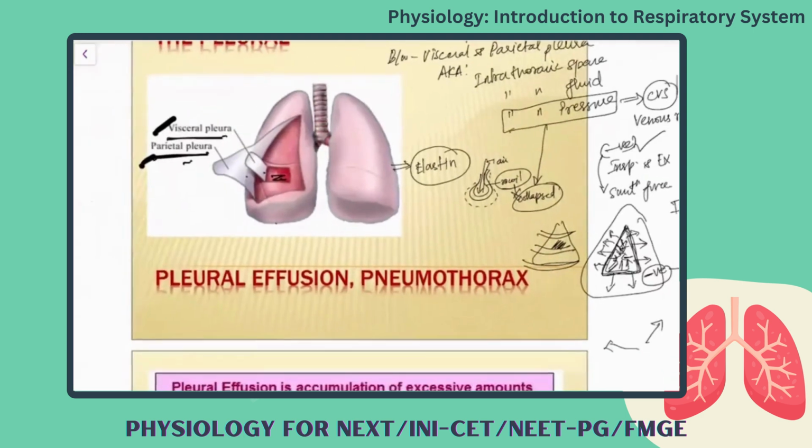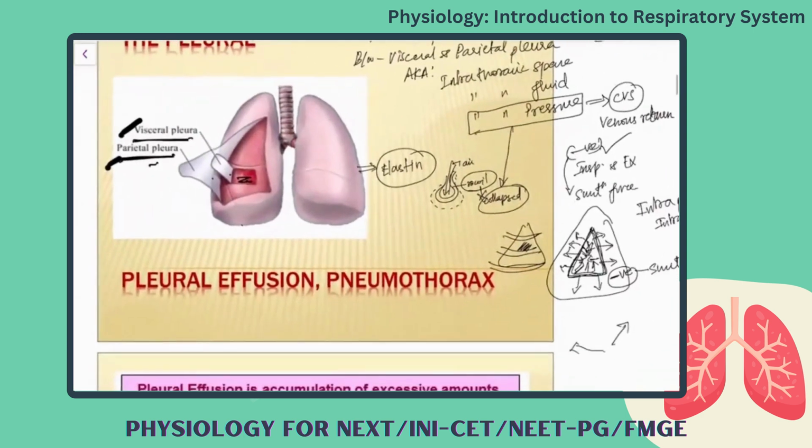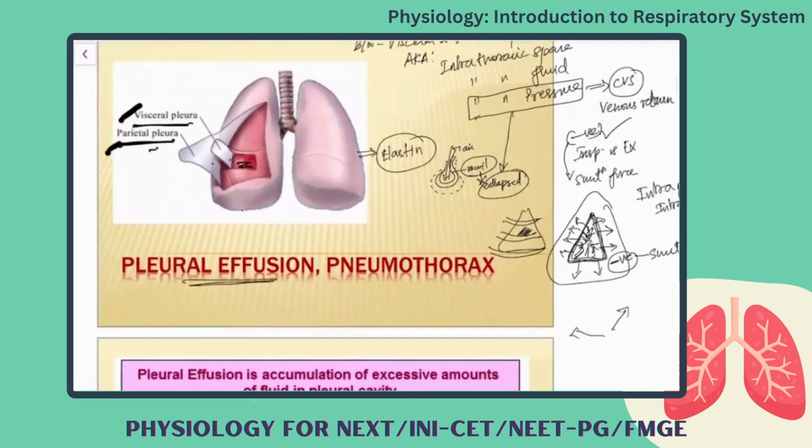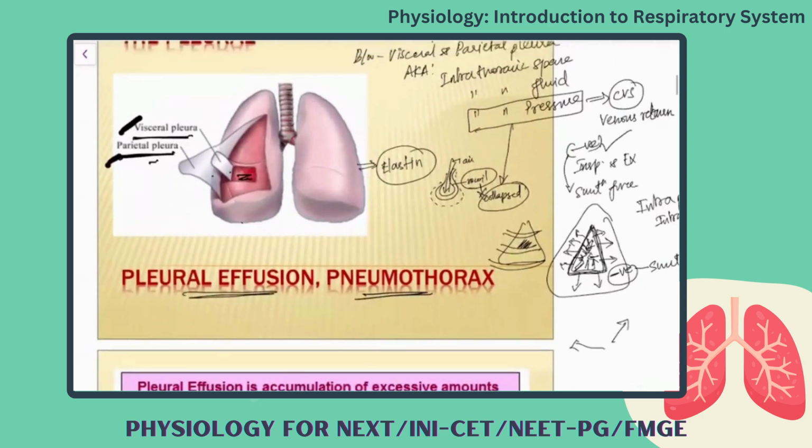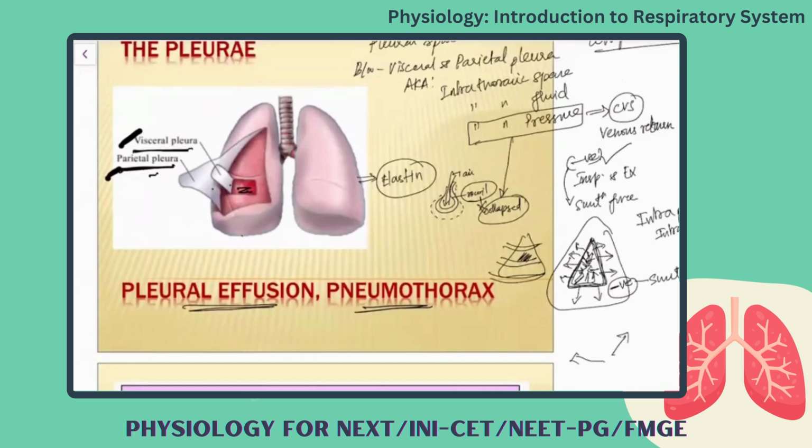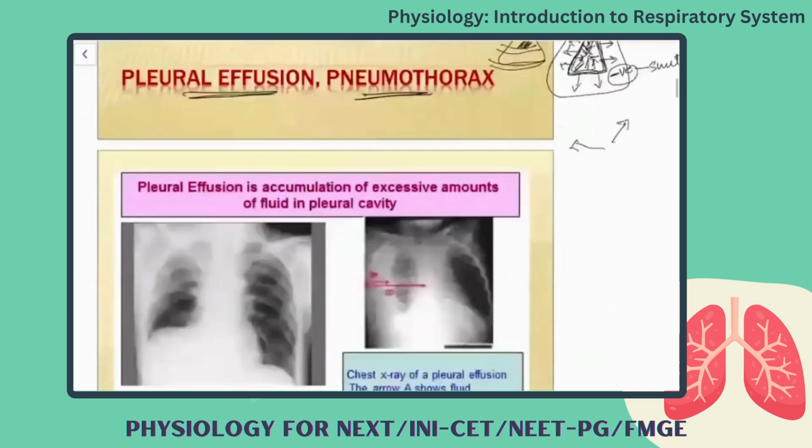Okay. And now when we talk about the pleura, there are important clinical scenarios called pleural effusion and pneumothorax. What is meant by pleural effusion? Pleural effusion is fluid inside the pleural cavity. Already there is fluid inside the pleural cavity. Then what is the difference? Excessive amount of fluid in the pleural cavity. So what will happen when there is an excessive amount of fluid?